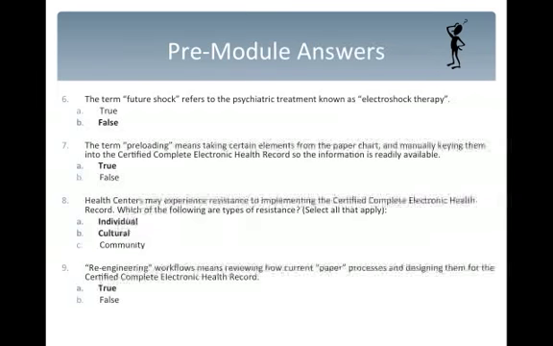Question 8. Health centers may experience resistance to implementing the certified complete electronic health record. Which of the following are types of resistance? Select all that apply. It is A, individual, and B, cultural.